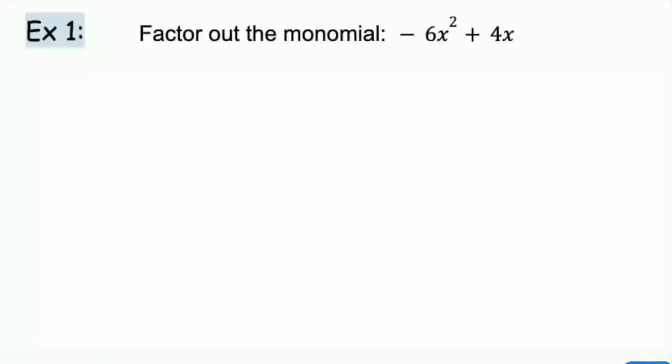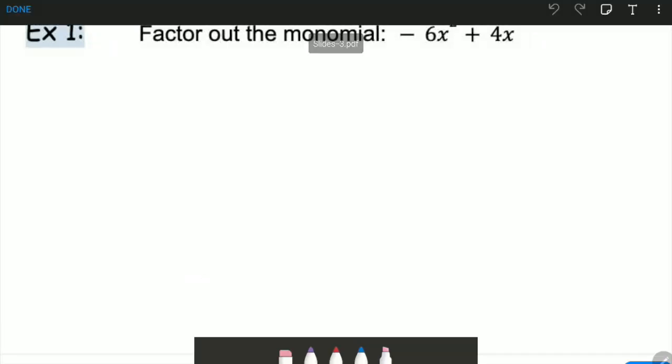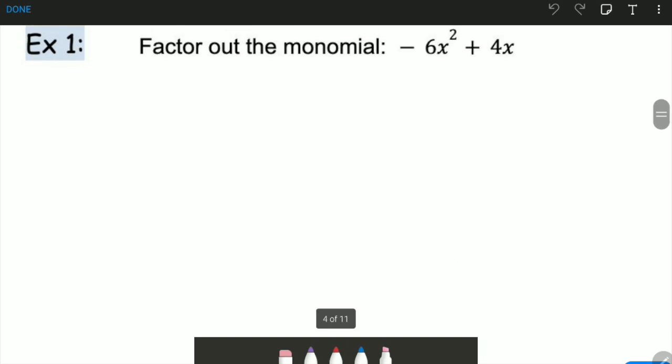Okay, so in this example, we're supposed to factor out the monomial. When we factor out the monomial, we want to start by asking ourselves three basic questions. The first question is, what is the largest number that goes into both terms? The answer to that question here is 2. 2 is the biggest number that goes into both 4 and 6.